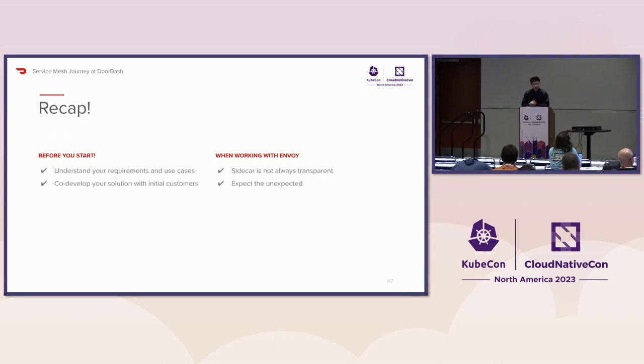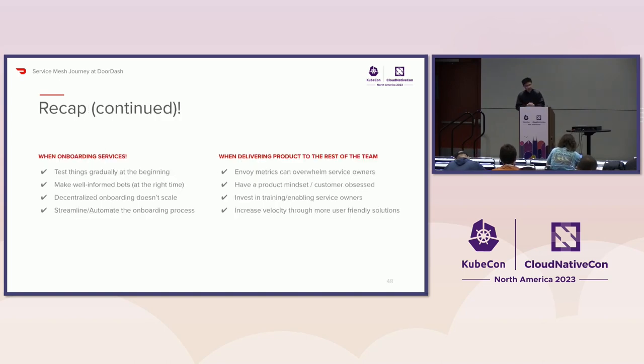So, all right, here is a quick recap of what we have discussed. Before you start the journey, we figured that really understanding your requirements and use cases is important, and you can co-develop your features with your initial customers. When working with Envoy, we noticed that it's hard to make the Envoy sidecar always transparent, so you probably have to expect the unexpected in the initial adoption phase. When onboarding services, test things gradually at the beginning and make well-informed bets at the right time. Decentralized onboarding doesn't scale even though the process requires low effort from the user, so try to streamline and automate the onboarding process instead.